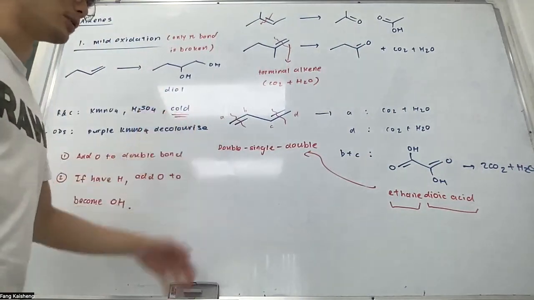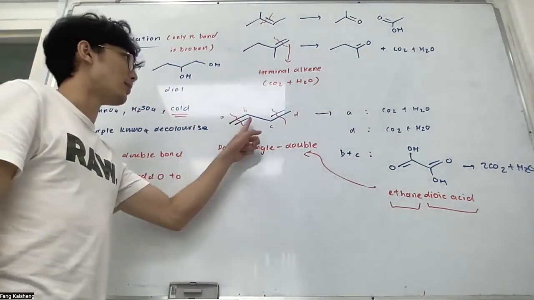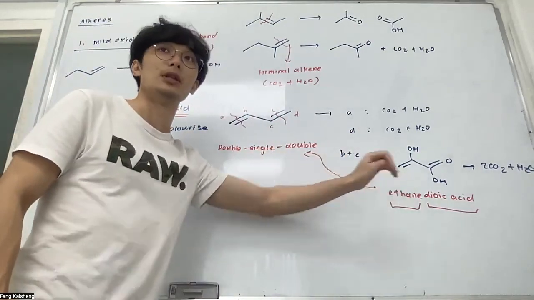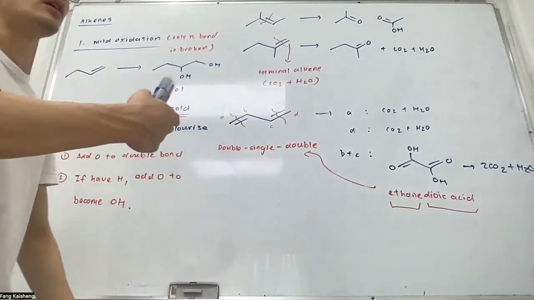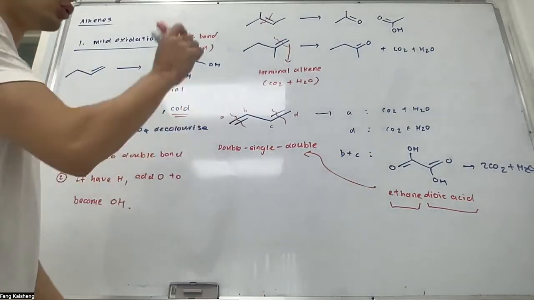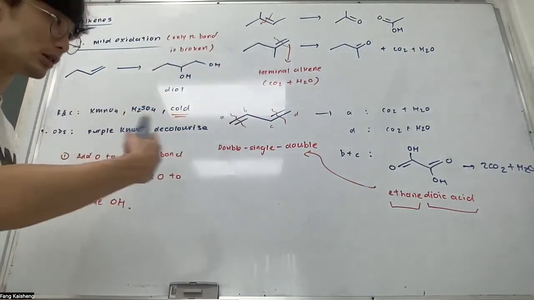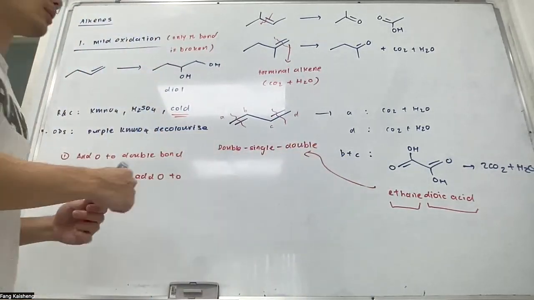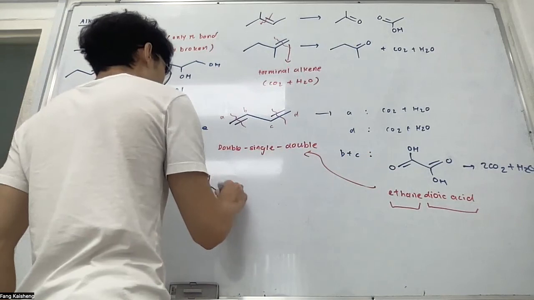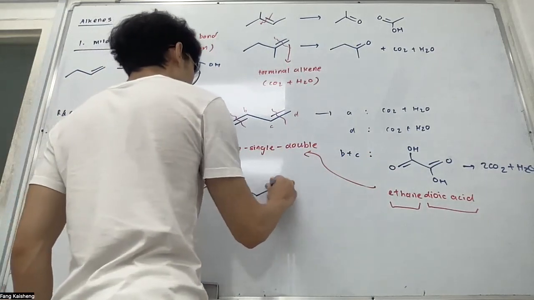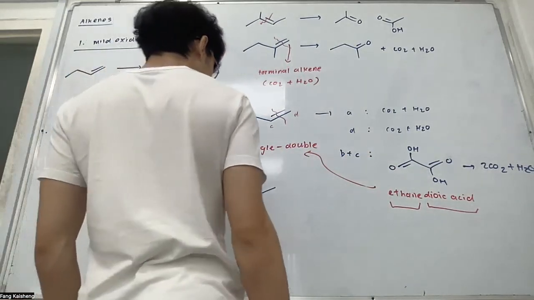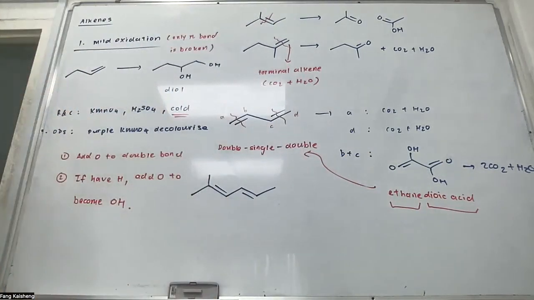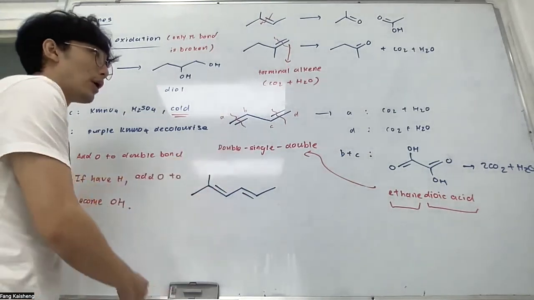I'm going to show you two more examples right now. Can you see this double, single, double? The moment you see it, you're going to anticipate the reaction. I'm teaching you all to look one step ahead, so you don't need to do it slowly. Terminal alkene, look one step ahead. Ethane dioic acid, another step ahead. Let's look at a molecule. I want you guys to draw the structures for this. Cut the compound and go and draw it out.